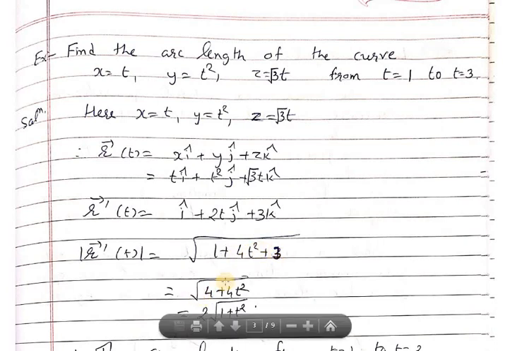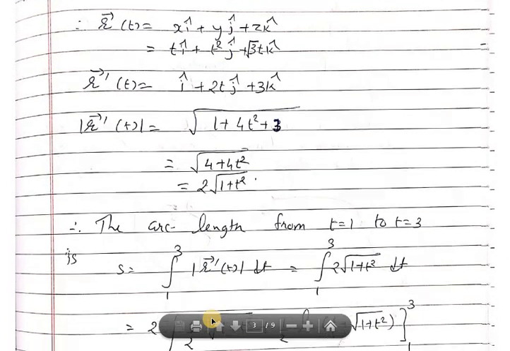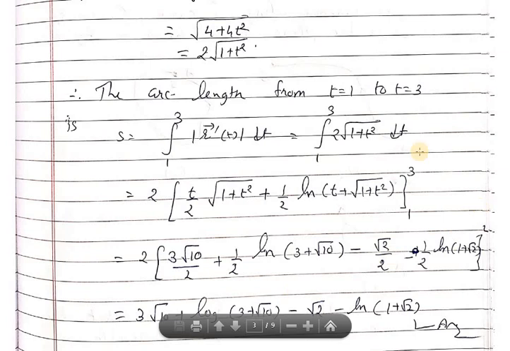And that will give you under root of 4 plus 4t square. So 4 common out, that will give you 2 times under root of 1 plus t square. And therefore, the arc length from t is equal to 1 to t is equal to 3 is s is equal to integration 1 to 3 mod r dash t dt. And that will give you t is equal to 1 to 3, r dash t is equal to 2 under root 1 plus t square dt.